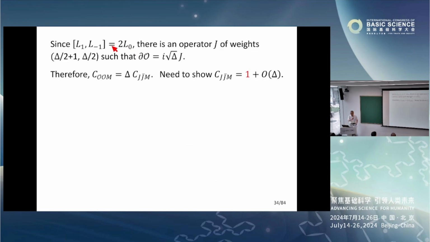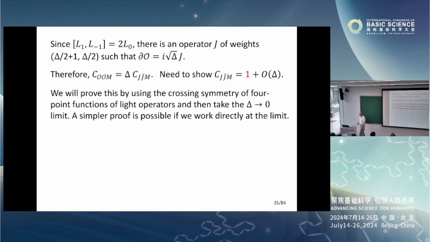We're going to use global conformal symmetry. Because of this global conformal symmetry, if you have an operator whose conformal dimension vanishes, if you take a derivative, you get an operator J with square root of delta, where J becomes a (1,0) operator in the limit where delta vanishes. Because of this square root, this 3-point function is related to J J-bar M with an extra factor of delta. So what we want to show is that J J-bar M is equal to 1 in the limit. That's what we want to show.